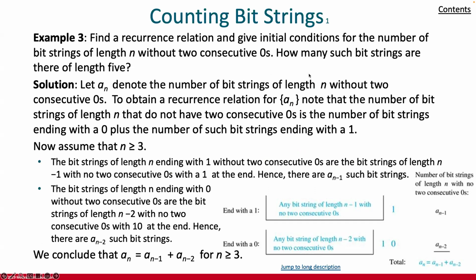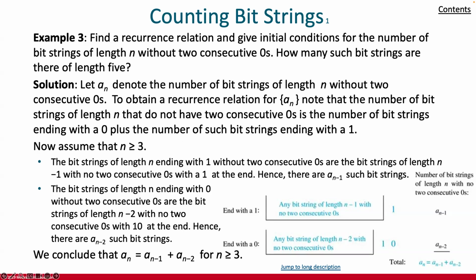And as I've done before, I'll just go over the example and briefly outline some of the highlights from the solution. So we want to find a recurrence relation and give the initial conditions for the number of bit strings of length n without 2 consecutive zeros. How many such bit strings are there of length 5? So thus we've got this all laid out that we need. So A sub n denotes the number of bit strings of length n without 2 consecutive zeros.